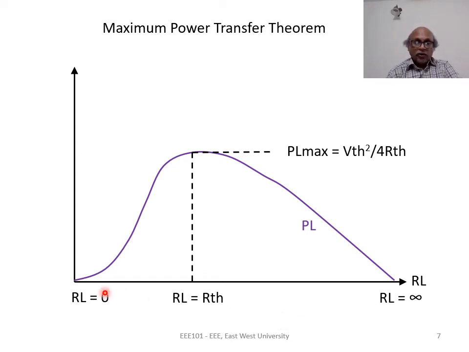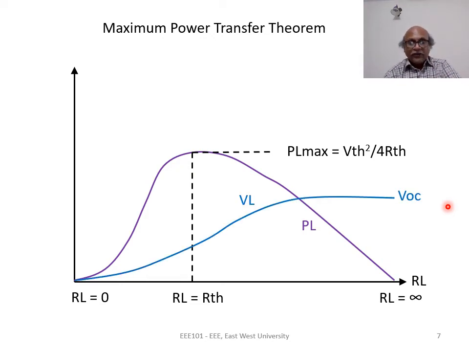So, load voltage will start from 0 and reach the highest value VOC when RL is infinity or when the load is open circuit. So graphically, we can show VL in this manner. VL increases from 0 and eventually gets saturated at VOC, which is also equal to VTH.